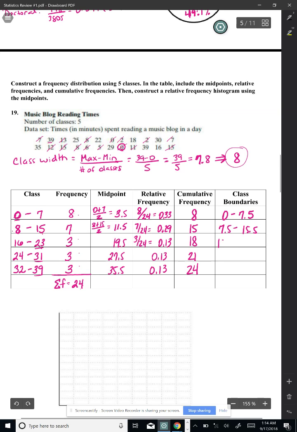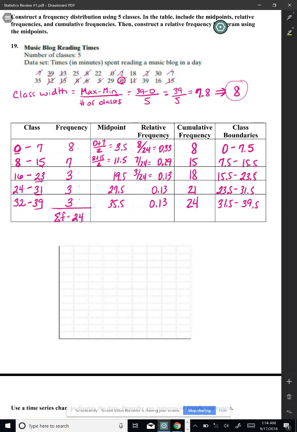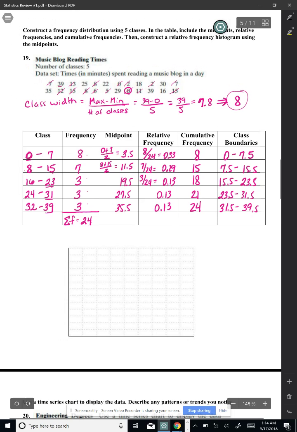And then the 15.5 goes down to the next one, and we do the same thing. So this would go up to 23.5. This would start at 23.5 and go up to 31.5. And then this one would start at 31.5 and go up to 39.5. And that's how you create the class boundaries. And that ensures that there's not a gap between the entries.